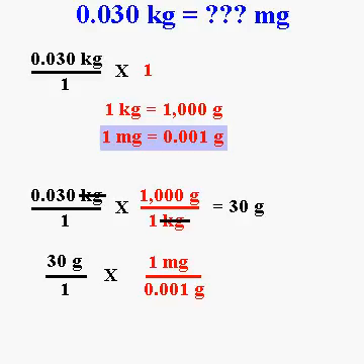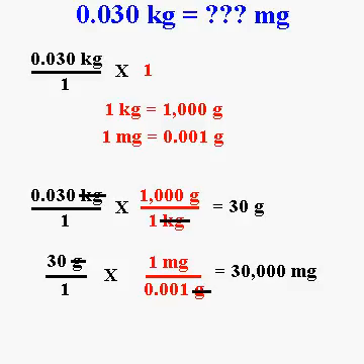All right, so when I multiply 30 grams over 1 times 1 milligram over 0.001 grams, the grams cancel, and I'm left with 30,000 milligrams. That's the answer, 30,000 milligrams. Now I want to show you another way to solve the problem. It uses the same method we just used, it just combines all the steps into one line.